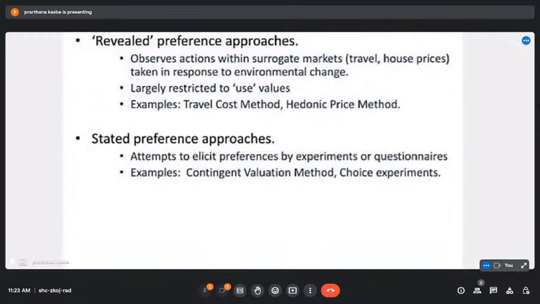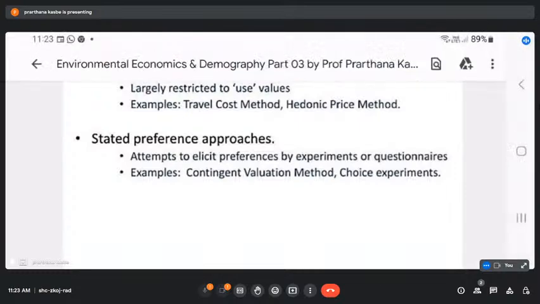hedonic price method, etc. So, what is the hedonic price method? It is used to estimate the quantitative values for environmental or ecosystem services.